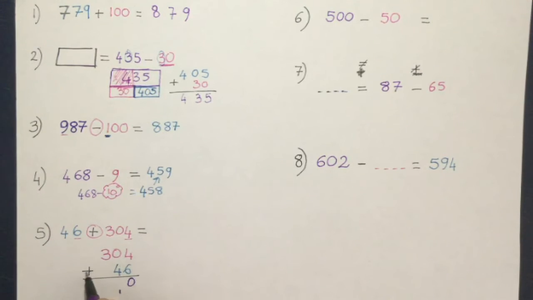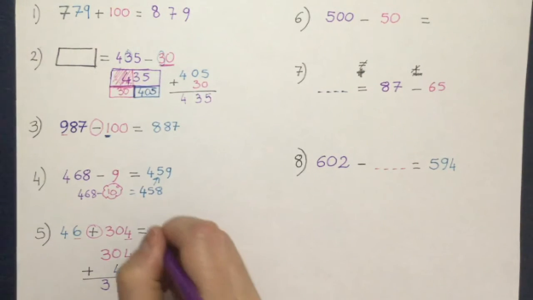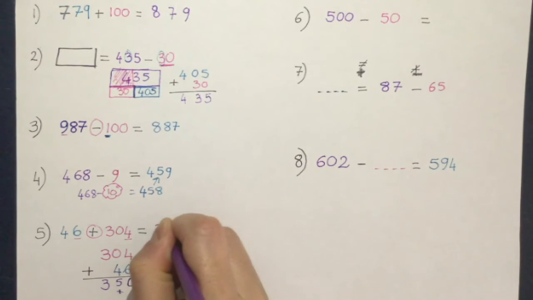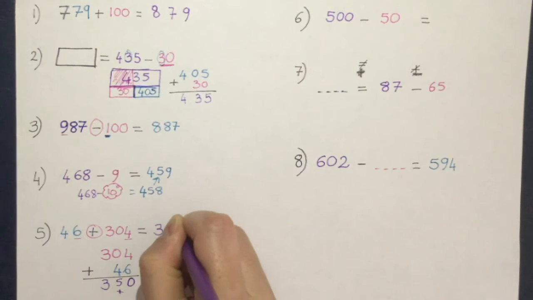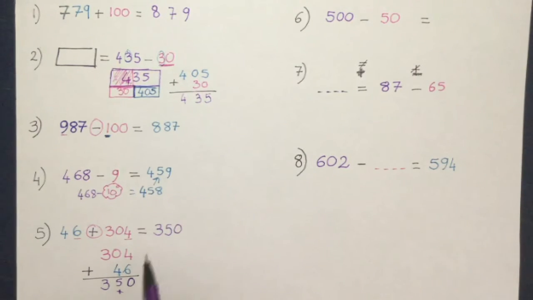Now 0 tens add 4 tens, 4 tens plus 1 ten, 5 tens. And now 300 plus 0 hundreds, 300. My answer is 350. 350. And I pay attention that I am writing my digits in the proper order and I stay focused.